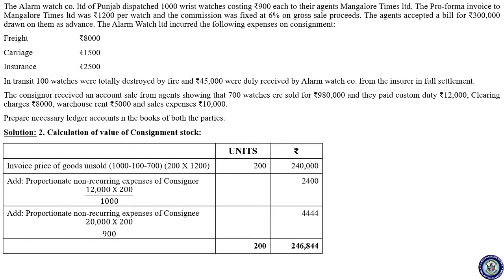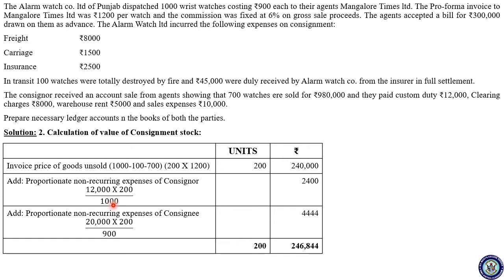Out of 900, the consignee sold 700 watches. 700 watches in the sense the remaining number of watches is 200. So 200 units into 1200, it comes to 2,40,000. Then the proportional expenses, that is 12,000 into 200 by 1,000.